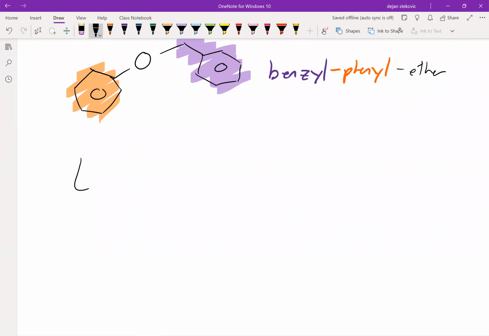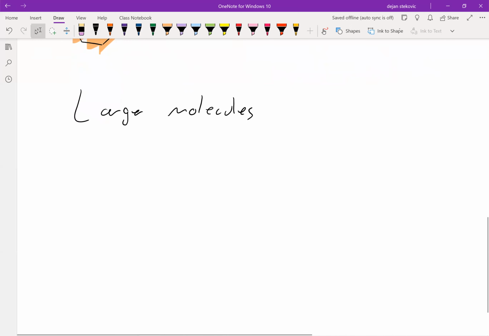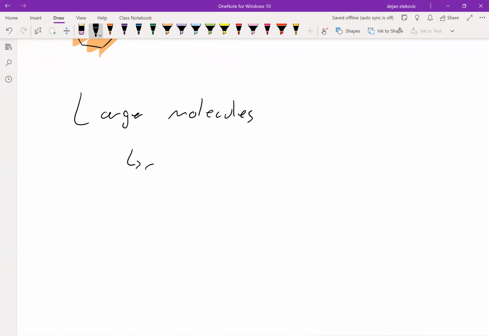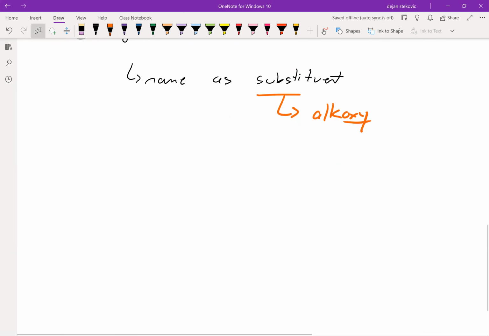If you have larger molecules, then your ether is only a small part of the molecule. And so instead of being kind of the main component, it's just a substituent. So we're going to name it as though it's a substituent. And in this case, it gets the name alkoxy. And really just the oxy, depends what else it's attached to. So let's take a look at some examples.